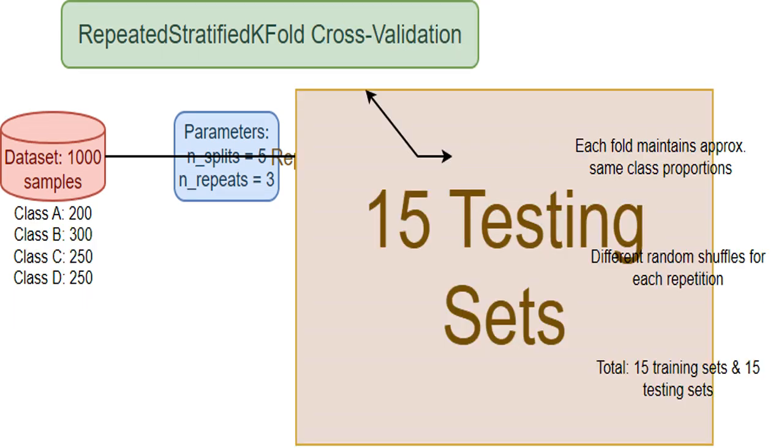Similarly, there will be 5 folds * 3 repetitions equals 15 testing sets. Each fold serves as a testing set once in each repetition, which provides multiple evaluations for better model assessment. This gives you a solid way to determine how well your model is going to generalize to unseen data.